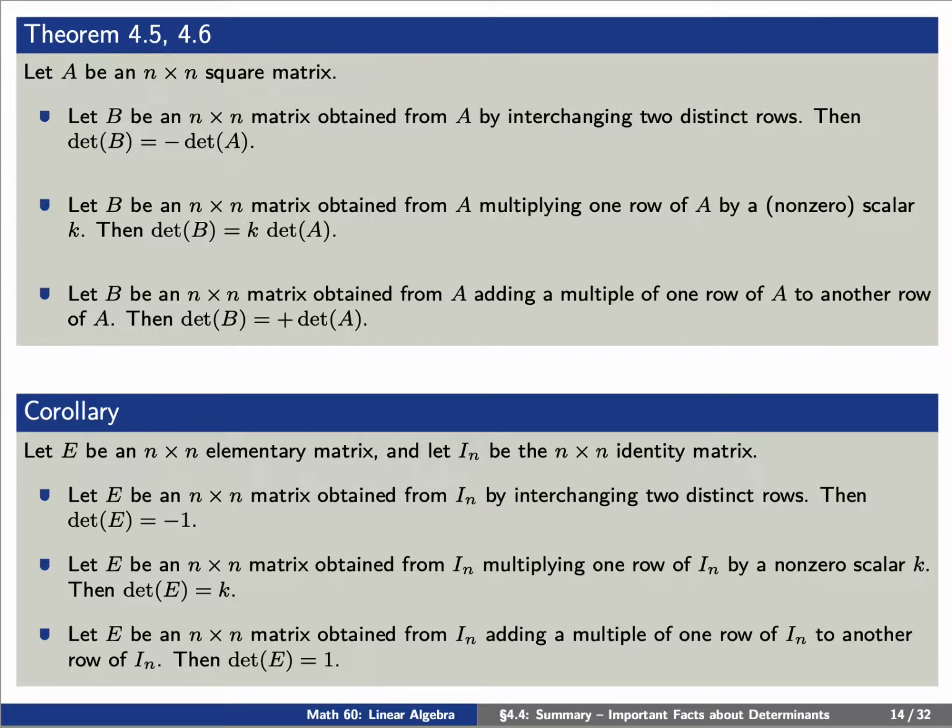As a consequence of all of this, let's say that E is an elementary matrix. If E is obtained from I by interchanging any two distinct rows, then the determinant of E is minus 1. If E is obtained from the identity matrix by multiplying one row by a non-zero scalar k, then the determinant of E is that non-zero scalar k. And finally, if E is obtained from the identity matrix by adding a multiple of one row to another, then the determinant of E is just equal to 1.